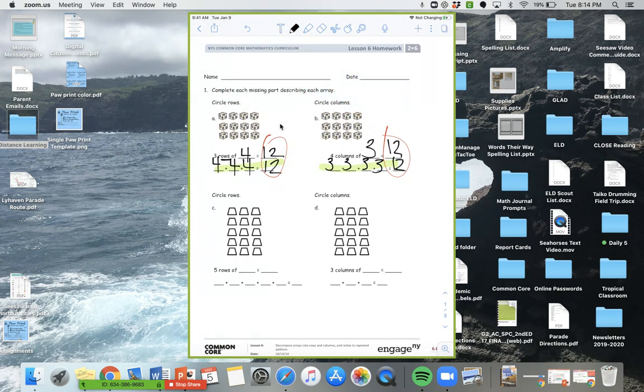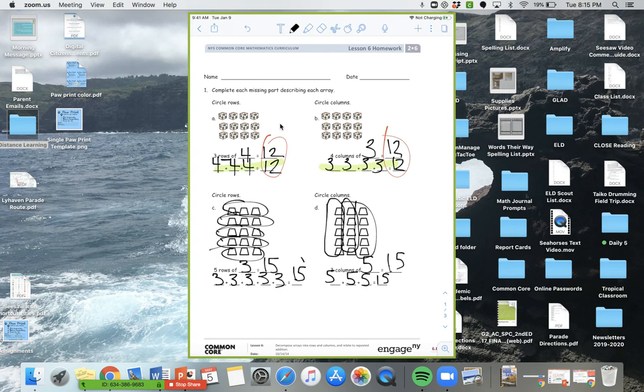So C, circle the rows. You're going to use that pencil tool to circle your rows. Okay? 5 rows of, there's 3 in each row. 3 plus 3 plus 3 plus 3 plus 3, which equals 15. Now you're going to look at the columns that are vertical. It's vertically. 3 columns of 5. 5 plus 5 plus 5, which equals 15.